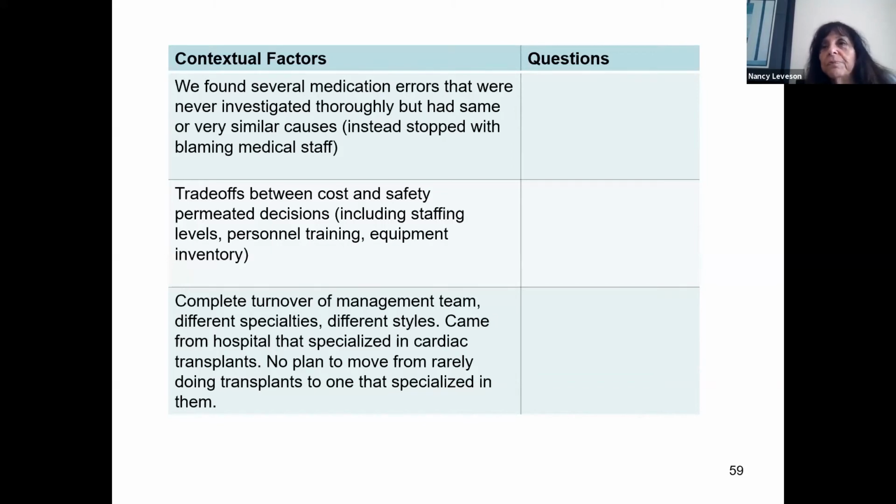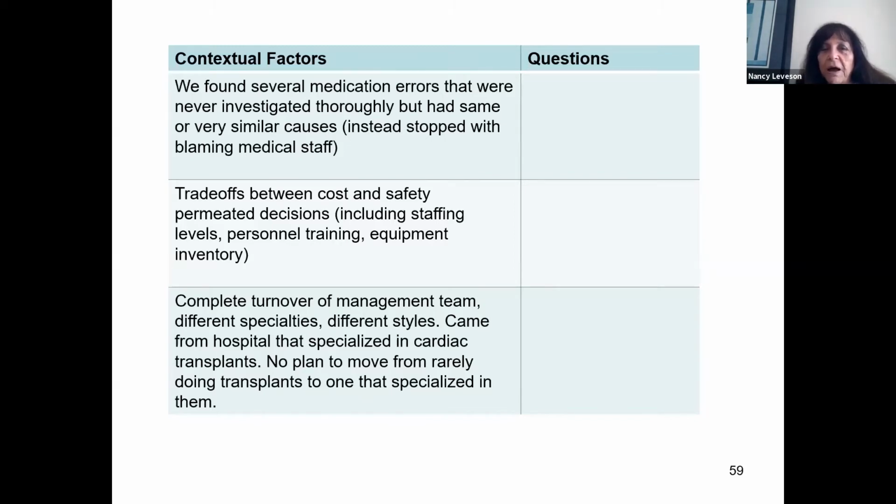So never found the problems with the EHR, with the timeouts, with the missing feedback, and so on. The trade-offs between cost and safety permeated their decisions, including staffing levels, personnel training, and equipment inventory. There had been a complete turnover of the management team, and they had different specialties and different styles from the management team before the accident.